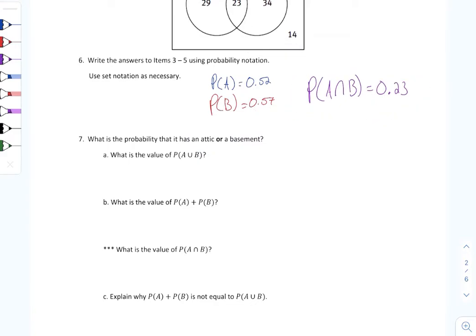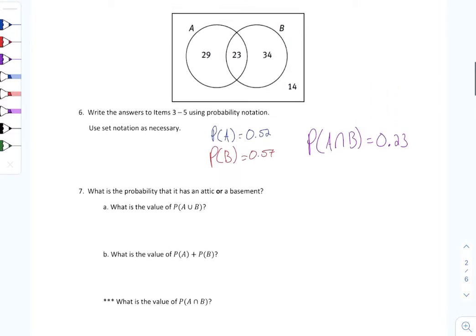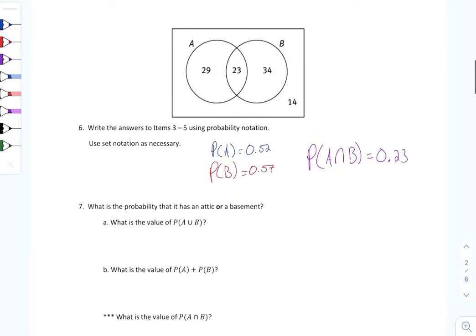All right. So what is the probability that has an attic or basement? Right? So we want to know what the probability for the union of those is. So in order to do that, we're going to have to add the just attics, which is 29, plus just basements, which is 34, and attics and basements, which is 23.